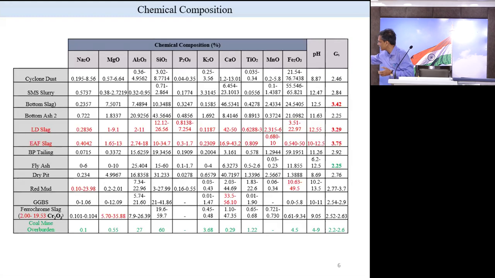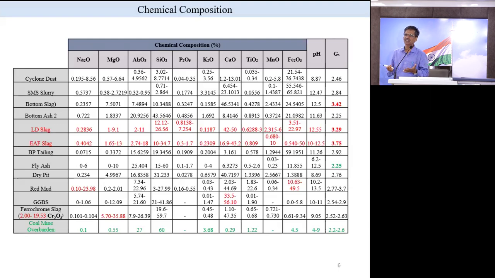Even coal mining waste rock: most of the waste rock you will see is almost satisfying what is in our natural soil, because it is topsoil only. If you look at the crust of the earth, all the heavy metals are below. That is why we are extracting them from below.